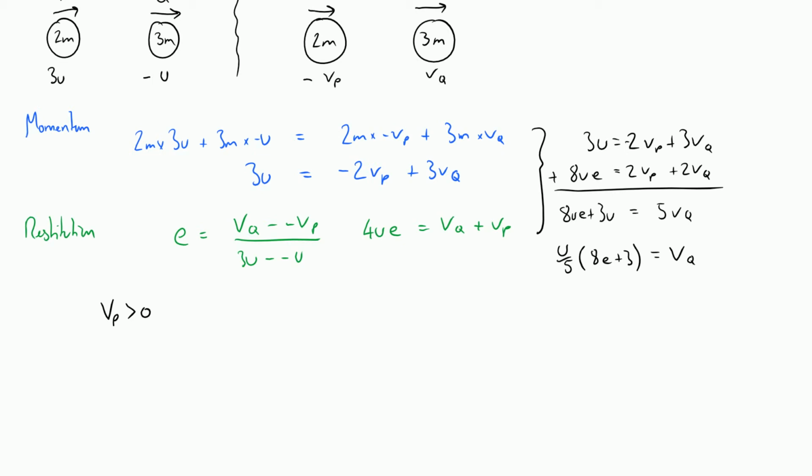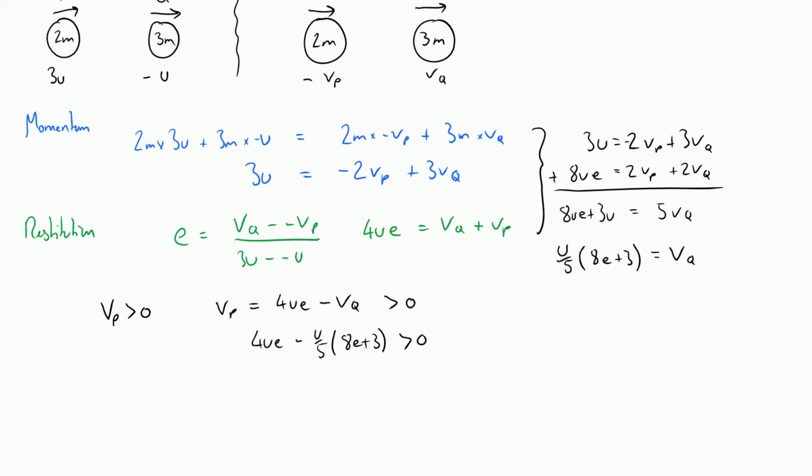How do I calculate Vp? Well, we had an equation, our restitution equation, that's going to allow me to do that. And if I rearrange my restitution equation, I know that Vp would be equal to 4ue minus Vq. And as we've said, Vp must be greater than 0. Now we can use our known fact, so we've got 4ue minus the Vq, which was u on 5 lots of 8e plus 3, which has to be greater than 0.